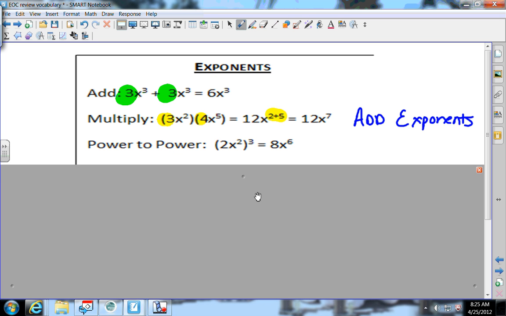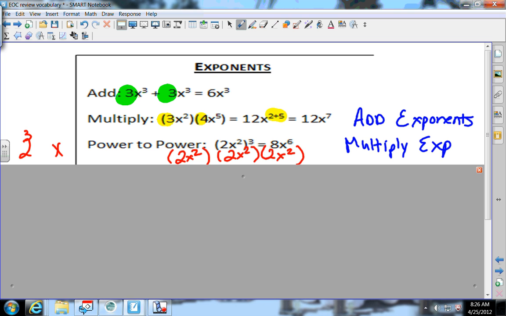Power to a power. Right here, you multiply the exponents, but a lot of times it's easier to take this and see what it's saying: 2x squared to the third power. It's saying 2x squared 3 times. Then go through and multiply 2 times 2 times 2 to get 8 and add up those exponents. Sometimes it's easier to do that than to remember to go 2 to the third power and then x squared to the third power. Okay?